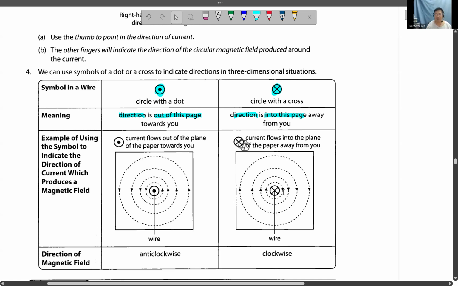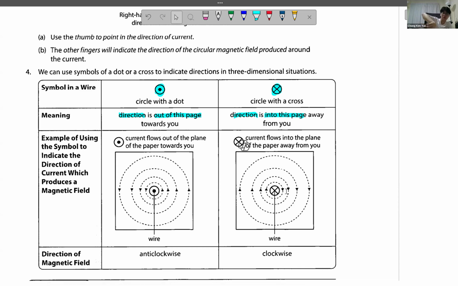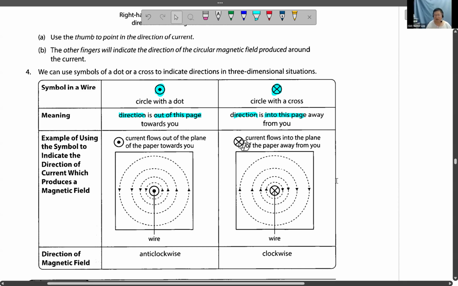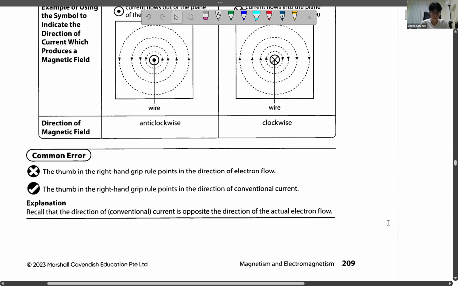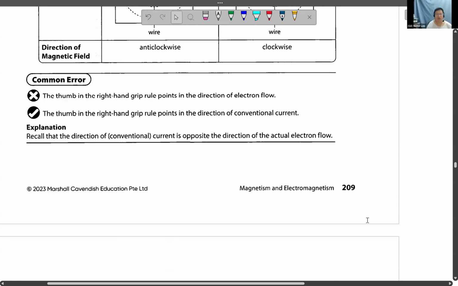How about the second one here? The current is going in. I need to put a finger pointing into the paper, so my fingers will be going around in the clockwise direction. Yes, correct. That's what they mean. Okay, good.